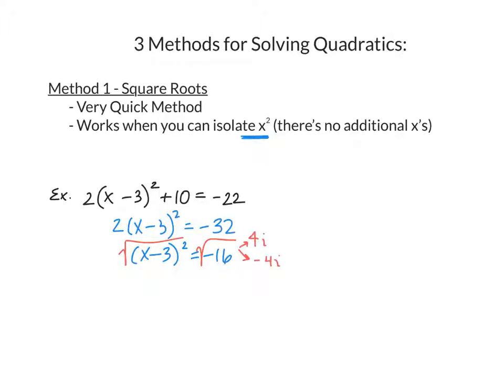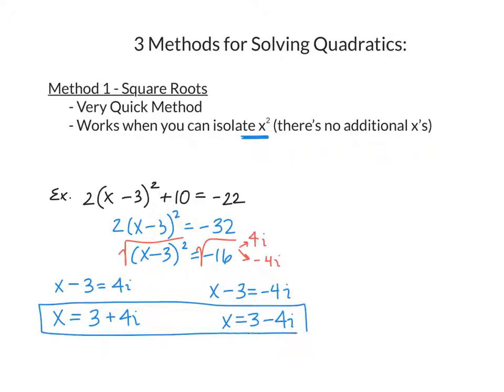All right, so when we set up our two cases then, that's going to be x minus 3 equals 4i, and x minus 3 equals negative 4i. And then we want to just isolate x, so add 3. So our two answers are x equals 3 plus 4i and x equals 3 minus 4i. So that's an example of two imaginary solutions. So if you graph this parabola, it shouldn't be hitting the x-axis at all.